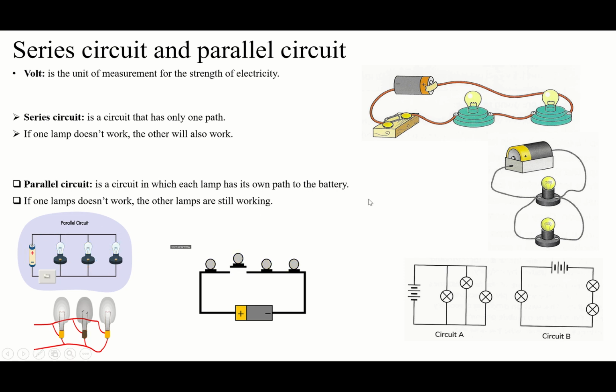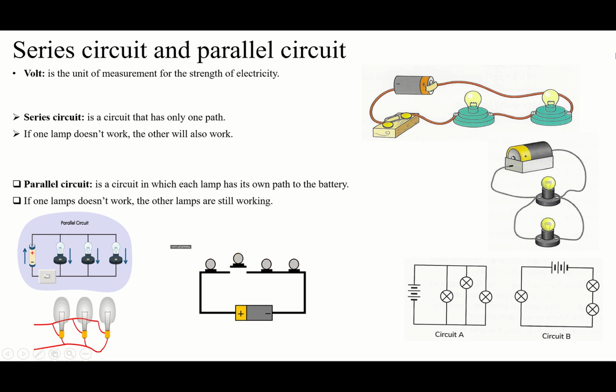And there is something extra that you have to note about this. In a series circuit, because it's like one path, the whole electricity will be divided for them. For example, if we have 6 volts here, because we have 2 lamps here, each of them will get 3 volts. 3 volts for this, 3 volts for this. Because it's only one path, during this path the electricity will go and be divided for all the lamps.